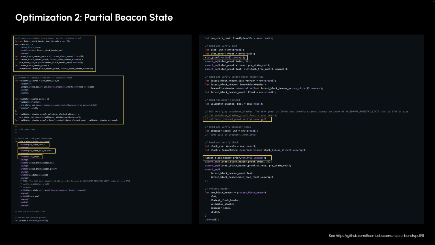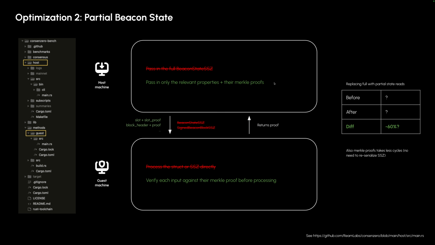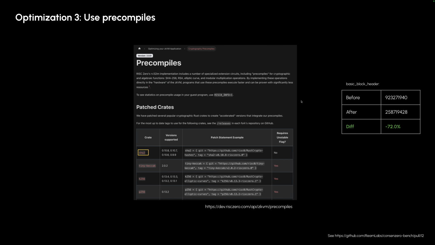With this partial beacon state update, I can't find the actual benchmark that I did, but I remember I mentioned somewhere that it's also another 60% reduction in cycles as well. So that's also another interesting thing that we did so far.